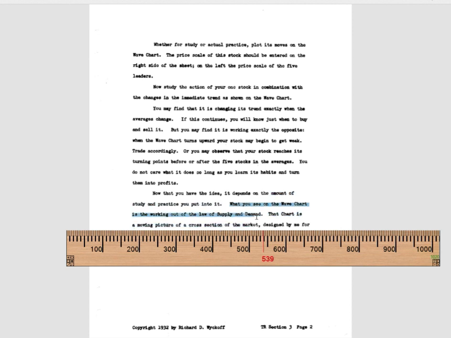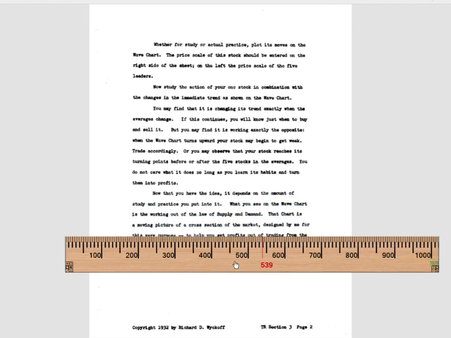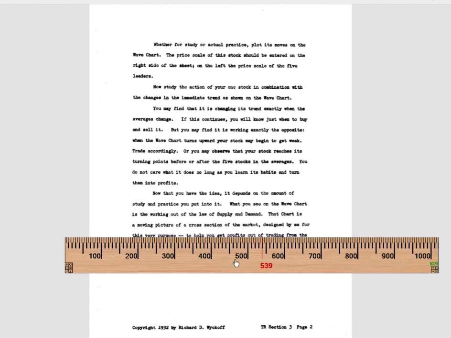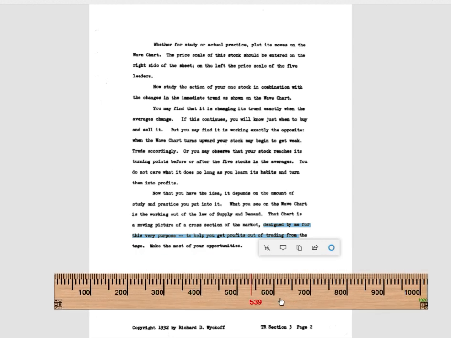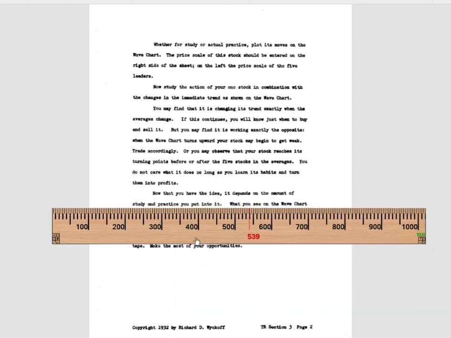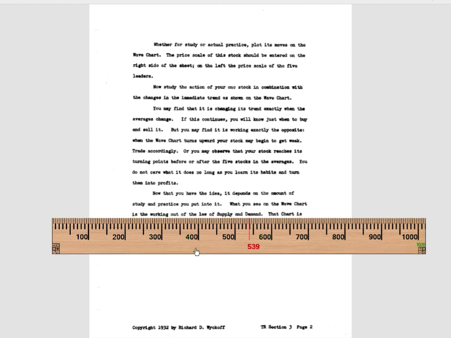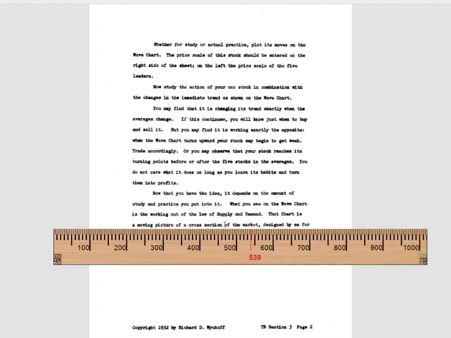What you see in the wave chart is supply and demand. That's right, the working out of supply and demand. Designed for me for this very purpose, to help you get profits out of trading from the tape. All right? This last one's important. Now that you have the idea, it depends on the amount of study and practice you put in it. What you see on the wave chart is the working out of supply and demand. That's what you see. And what does he mean by that?